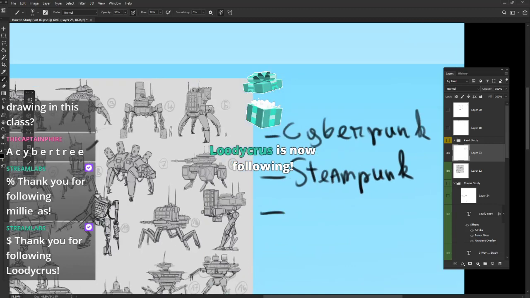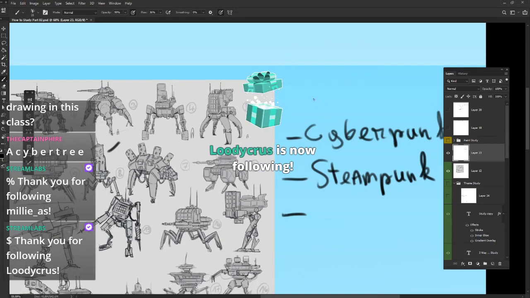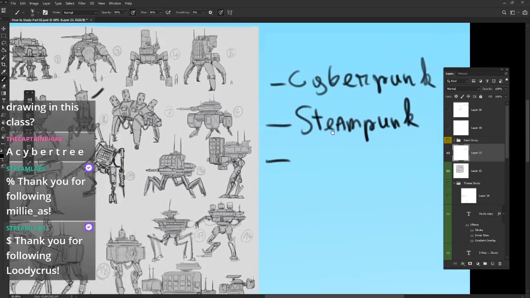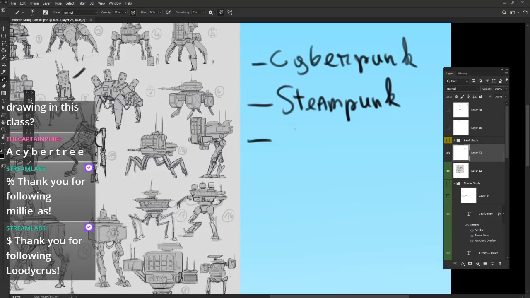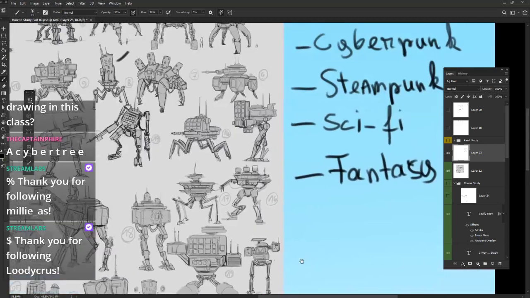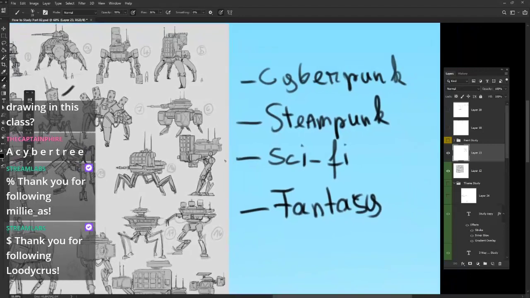I just write down everything where you can have mechs, probably. So cyberpunk, steampunk, and sci-fi. Maybe in fantasy, for example, a golem. A golem is still like a mech. Even though it's natural, it has the base function of it.